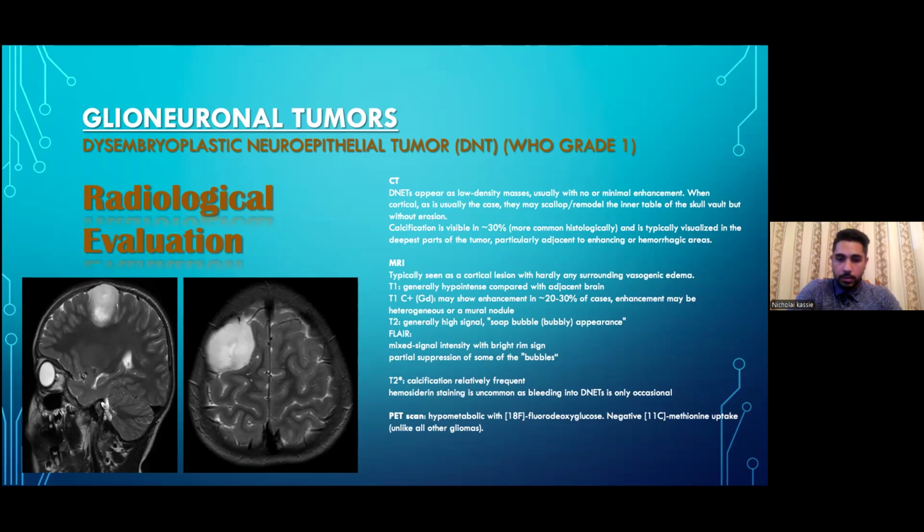Calcifications are relatively frequent. Hemosiderin staining is uncommon, as bleeding into DNET is only occasional or quite rare. Sometimes you can consider PET scans, which will show hypometabolism with 18F fluorodeoxyglucose negative uptake, unlike the other gliomas.